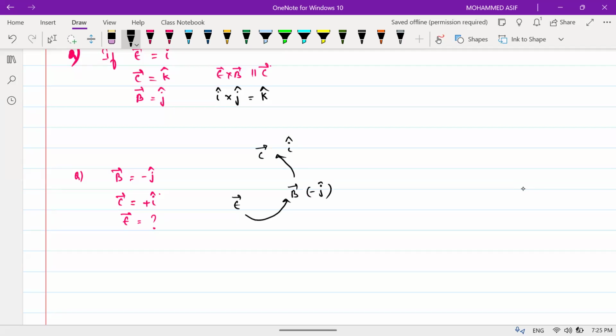Isn't it? So obviously if I'm writing this relation, beta, K cap cross of your minus of j cap will be equal to how much, beta? K cap cross of your minus of your j cap. What will be this one? Plus of your I cap. That means electric field should be in which direction, beta? K cap. So E bar must be along your plus of your K cap. Clear?